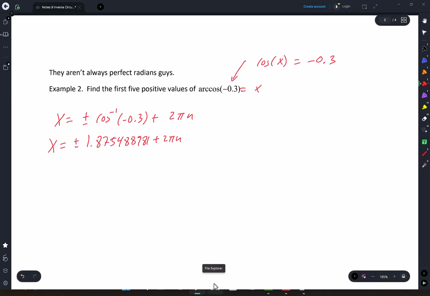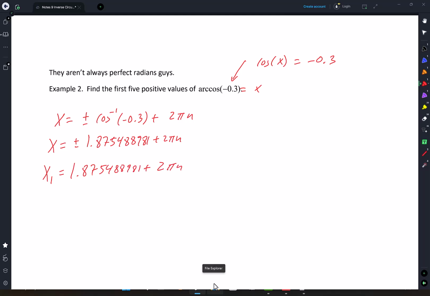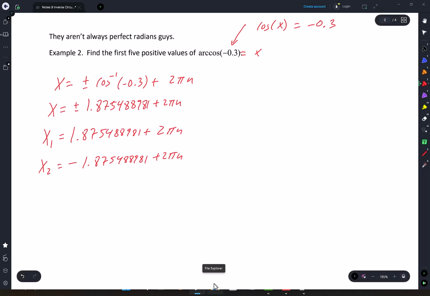Okay, here we go. I'm going to say x1. I'm going to call it the positive one first: 1.875488981 plus 2 pi n. You call these general equations because these equations will tell you your answer. And for x2, I'm going to say the same thing, but negative. I haven't done anything crazy. Are we still okay?